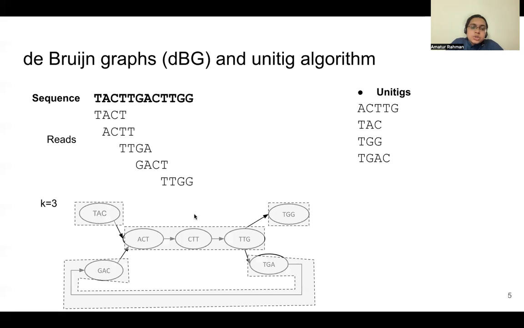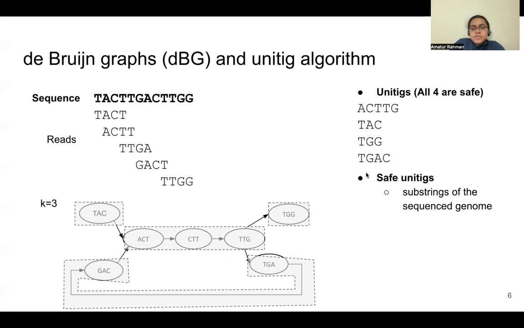Now, to get the Unitigs, you find all the maximal non-branching paths in the de Bruijn graph. In this way, you get these 4 paths, and these are the 4 maximal Unitigs. The corresponding strings are shown here. Note that all of these 4 strings are substrings of the sequence, so we say that all of these 4 are safe Unitigs.